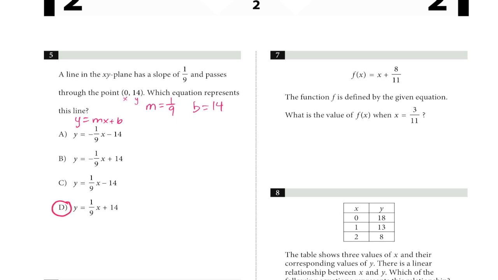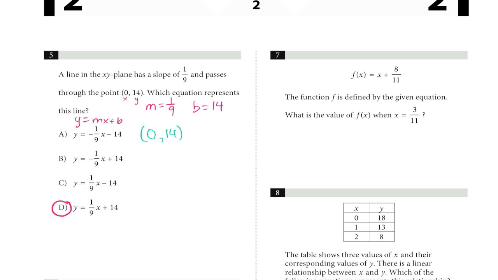Another really good way to do this is to use Desmos. Desmos will give us the equation of the line written as y equals mx plus b, but we have to have 2 points. So right now we have 1 point, and I'll do this in a different color. Right now we have 1 point, and our point is at 0, comma 14. Again, that's the point they gave us. And the slope is 1 over 9.